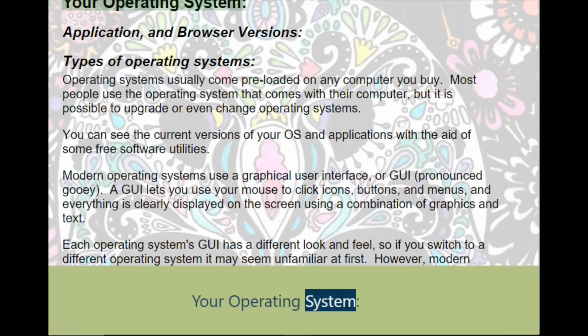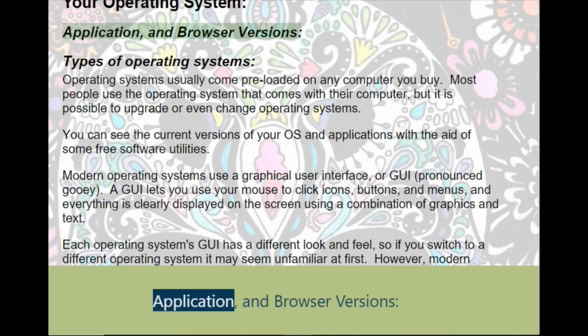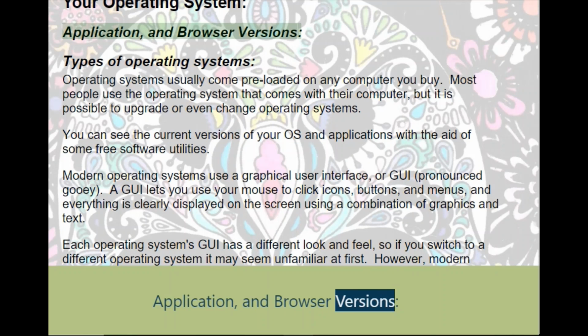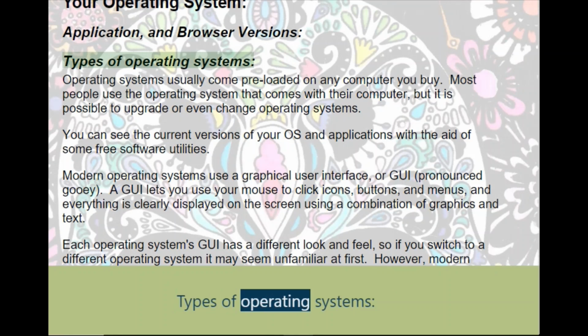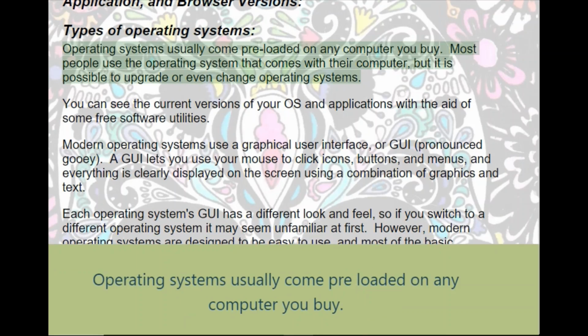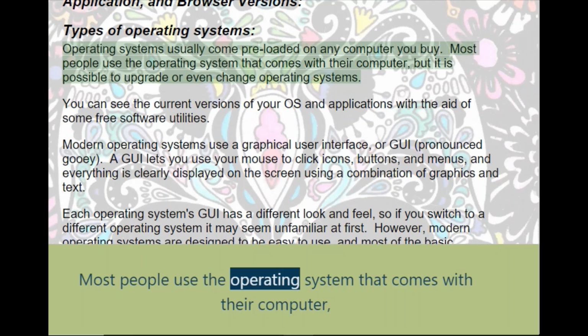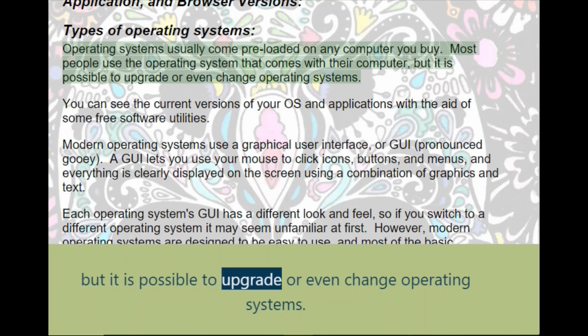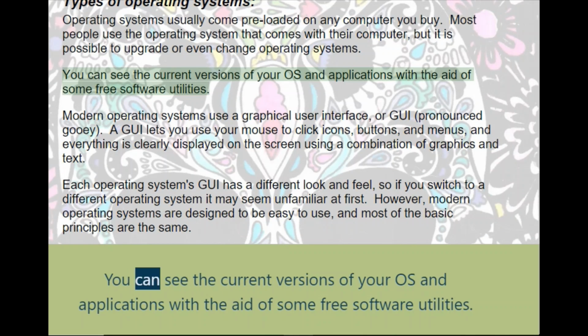Your operating system, application, and browser versions. Types of operating systems. Operating systems usually come preloaded on any computer you buy. Most people use the operating system that comes with their computer, but it is possible to upgrade or even change operating systems. You can see the current versions of your OS and applications with the aid of some free software utilities.